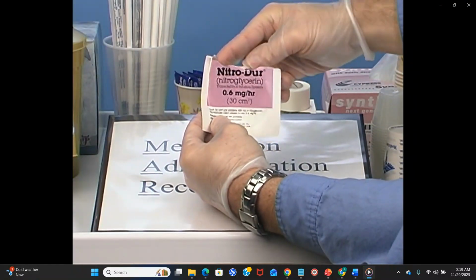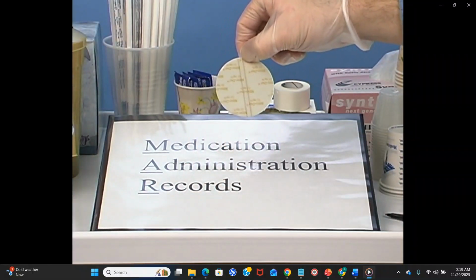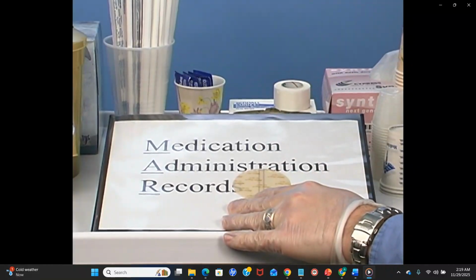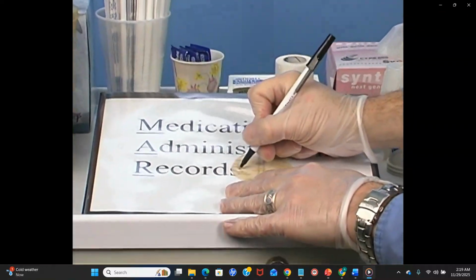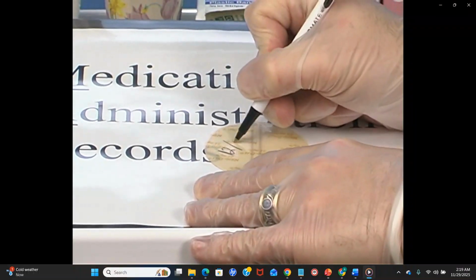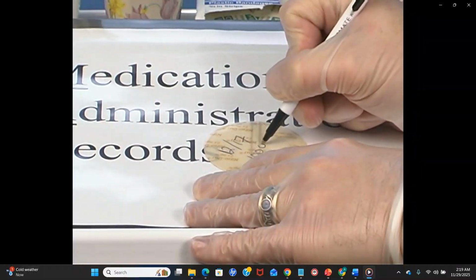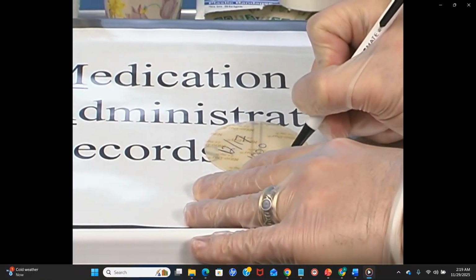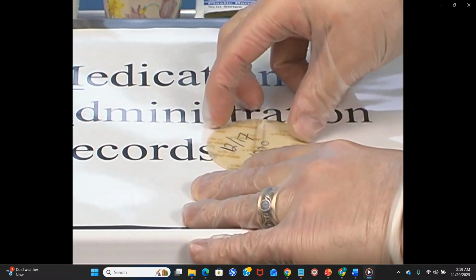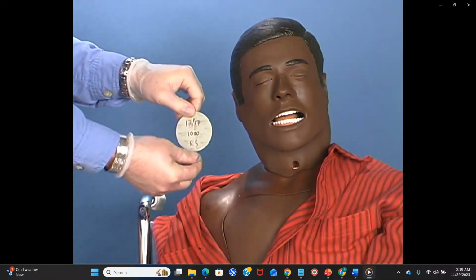The patch may stay in place for a few days or for several weeks. Check the MAR to determine which medication patch is to be given, where it should be applied, and how long it should stay on. Write the date, time, and your initials on the patch before placing it on the client. This allows anyone caring for the client to readily see when the patch was applied. Remove any previous patch of the same medication to avoid giving the client too much medication. You must also rotate where you place the patch on the client's skin to avoid skin irritation.